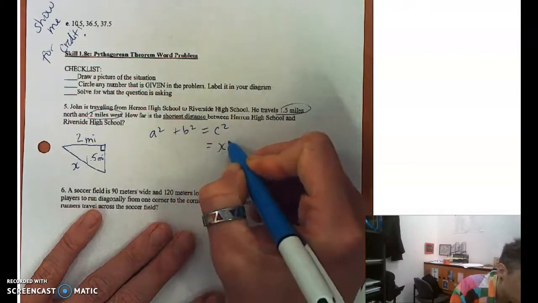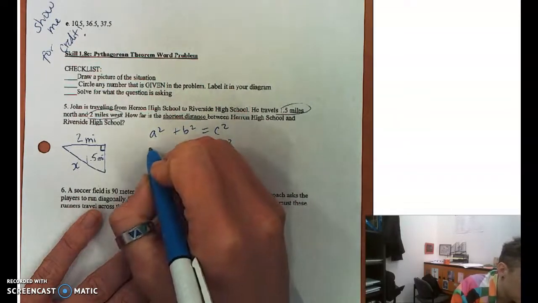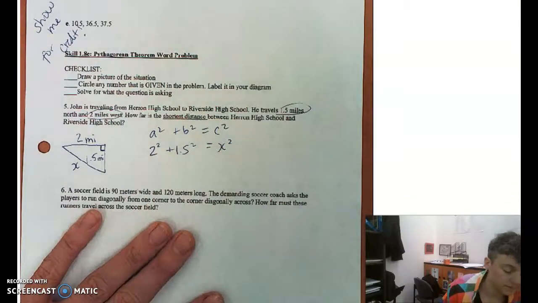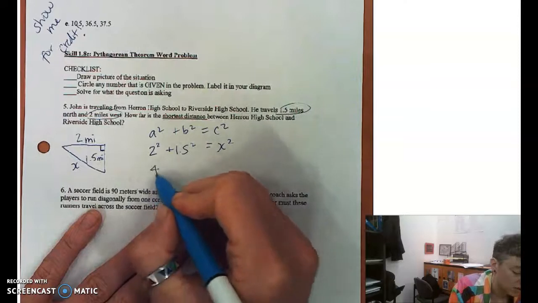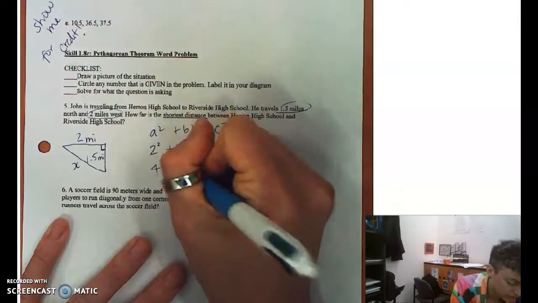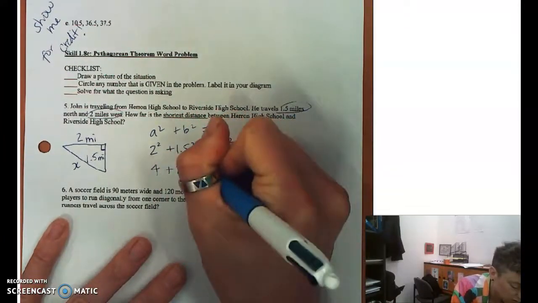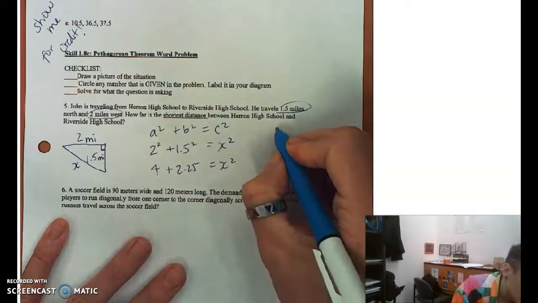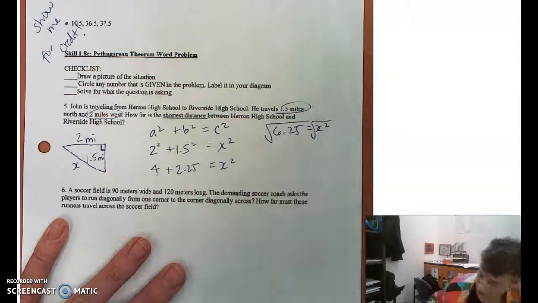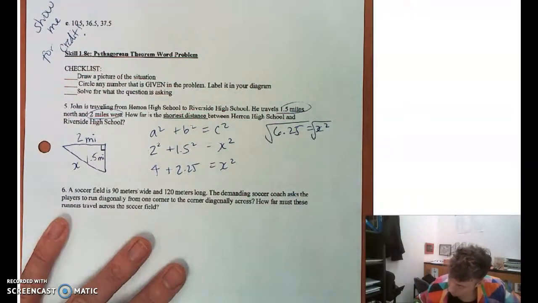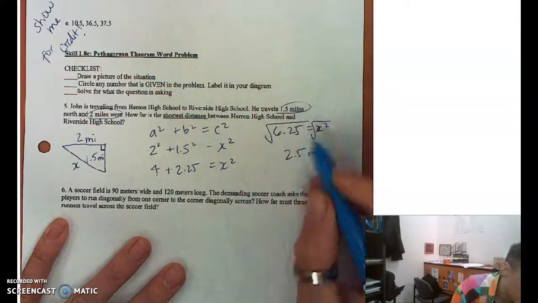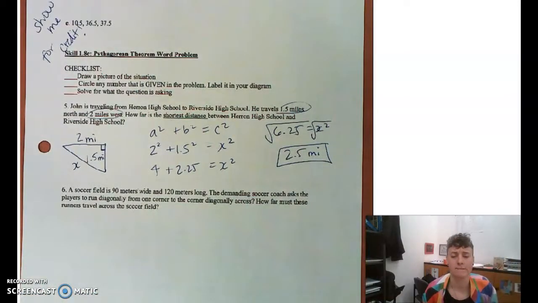So that's our x squared. Could say a is 2, so we'll have 2 squared. b could be our 1.5 squared. I know that 2 squared is 4, but I don't know what 1.5 squared is. 2.25 equals x squared. If we add those together, we get 6.25 equals x squared, and we take the square root of both sides. 2.5. 2.5 miles is how far John travels. Cool.